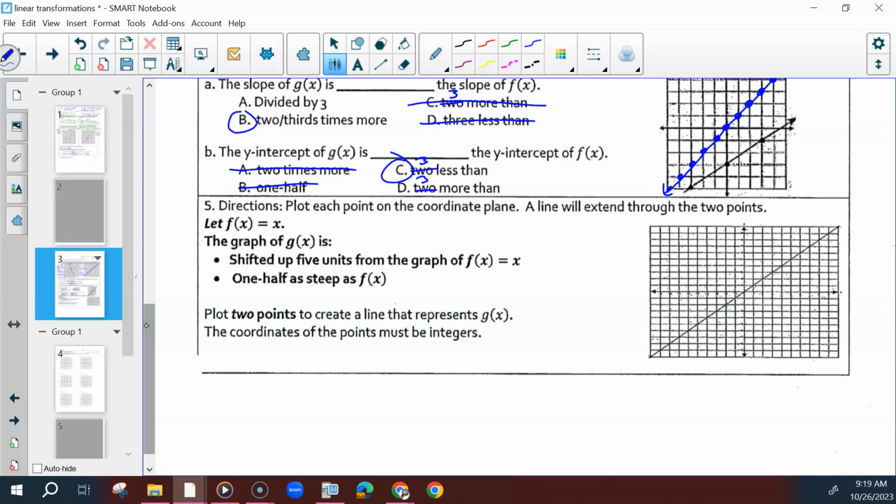So if our new function is shifted up 5 units, where's our new y-intercept? 5 on the y-axis. And if it's 1/2 as steep, what is our slope? 1/2. You just need 2 points, so you can choose which direction you want to go. Up and to the right 2, down and to the left 2. Don't do more than 2 points.